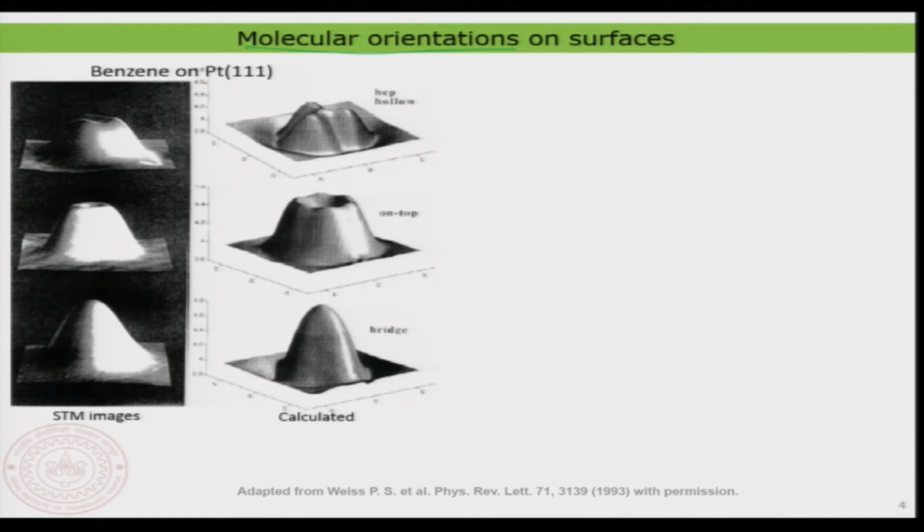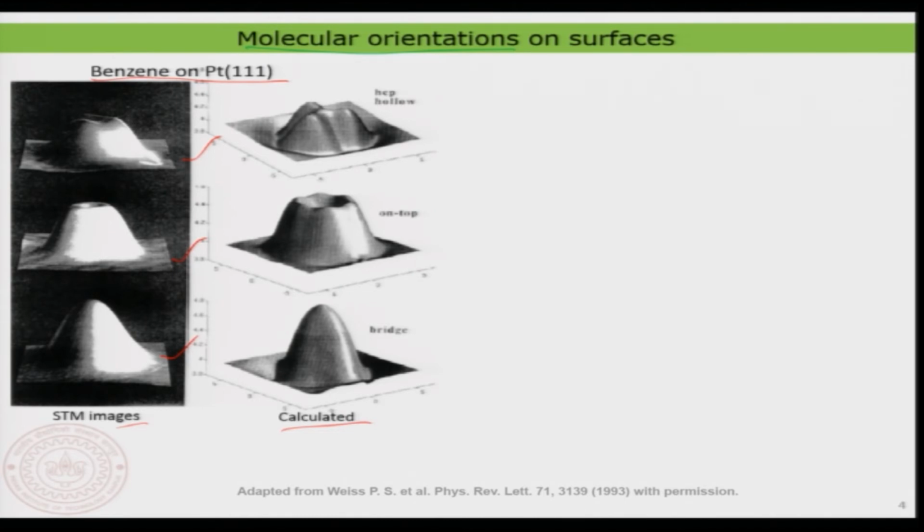Now, let us take this very simple example of benzene on the platinum 111 surface. What I want to show here is using microscopy and also calculation. What people found when you deposit the benzene molecule on the platinum 111 surface is that they find 3 different types of contrast for the benzene molecule itself.